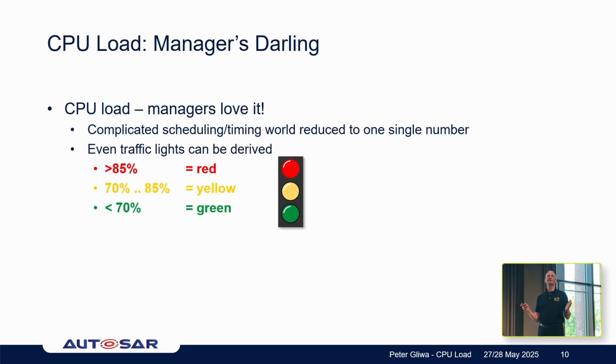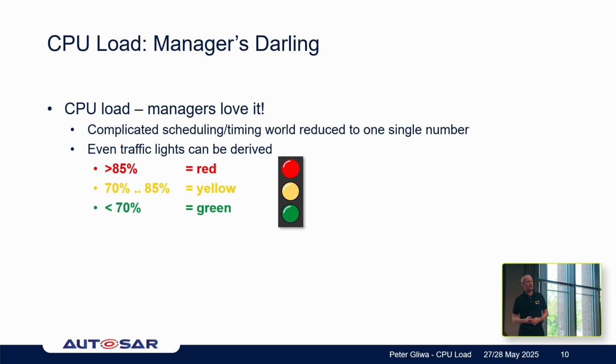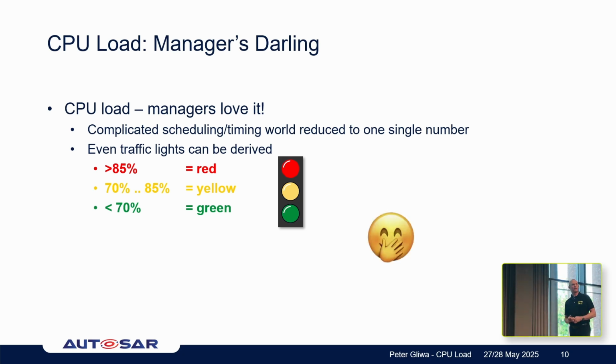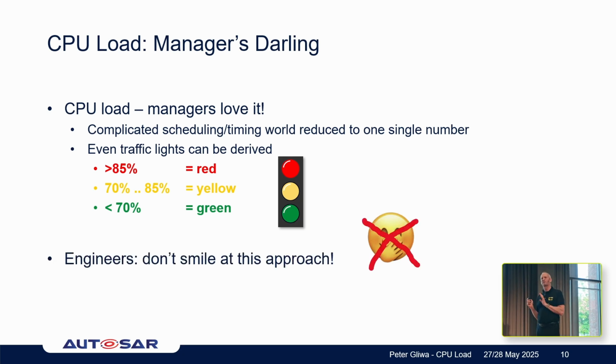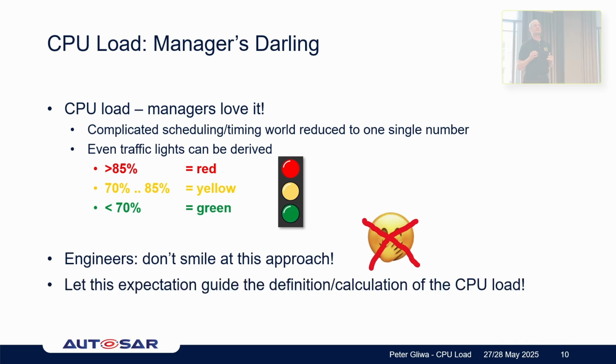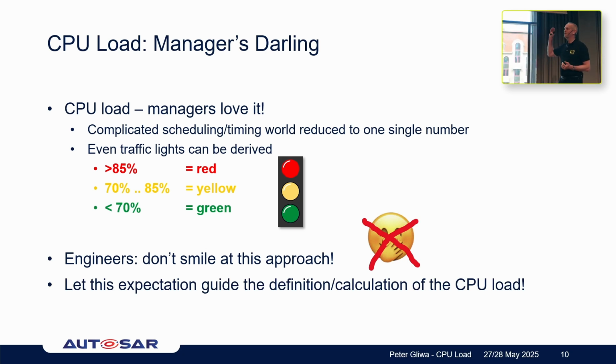What is it that managers love even more than simple numbers? Come on, any ideas? Well, traffic lights, right? You define certain thresholds, your limits here, and there you go, you have the manager's super darling, the traffic light. Okay, we're engineers, so we tend to smile upon this approach. However, I'd like you to stop for a minute and not smile at this approach. Let's actually try to find a definition, an implementation of the CPU load measurement that addresses this manager's expectation. And I'll tell you why.